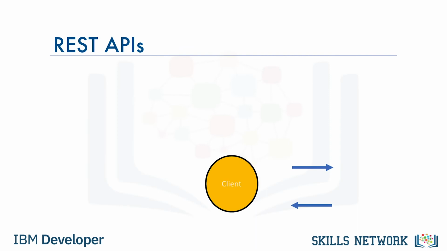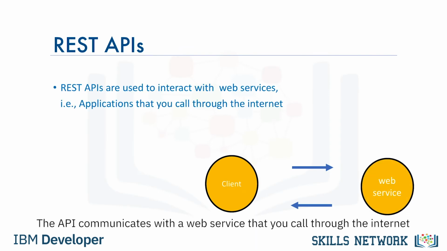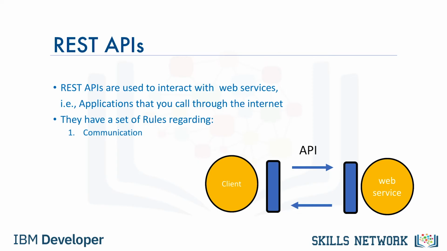In REST APIs, your program is called the client. The API communicates with a web service that you call through the internet. A set of rules governs communication, input or request, and output or response.